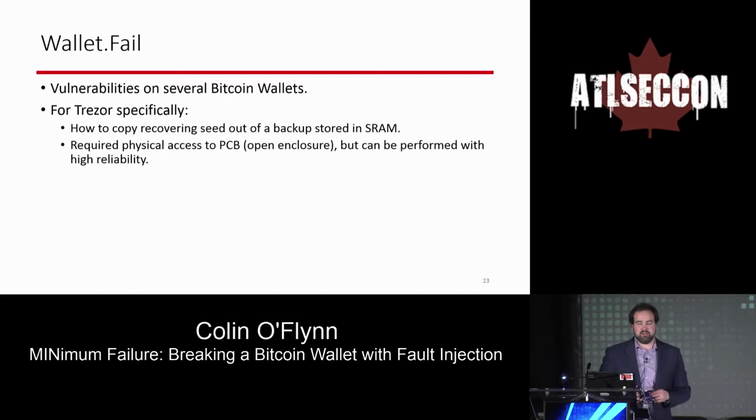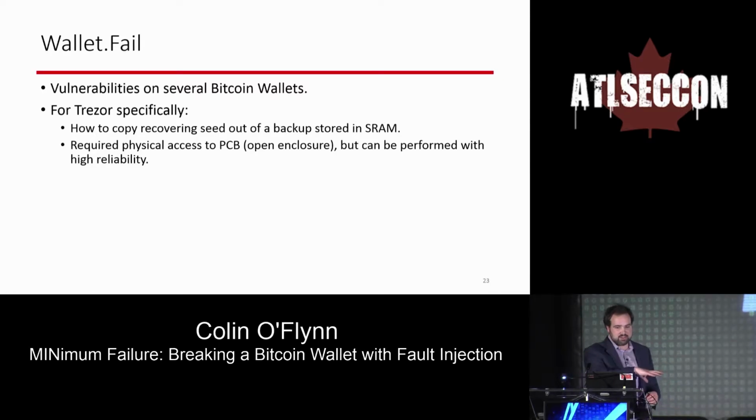That talk actually looked at a few other vulnerabilities as well, but for Trezor specifically, what you basically had is this special recovery seed you could copy to SRAM. Once it's in SRAM, there's a way to read out this backup. It required physical access to the PCB, so you'd open the enclosure, attach some probes, and do some voltage fault injection to allow you to read the SRAM and dump it out. But it was pretty reliable, so the nice thing is that if you had the device, it was pretty easy to dump it very quickly.